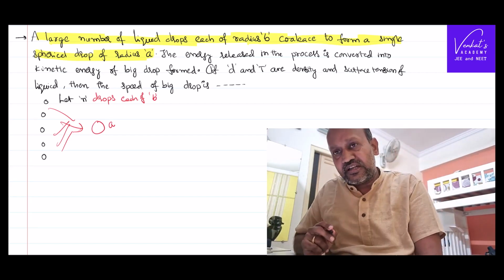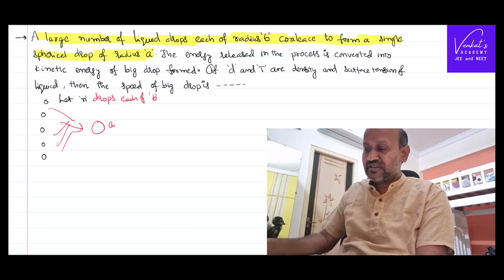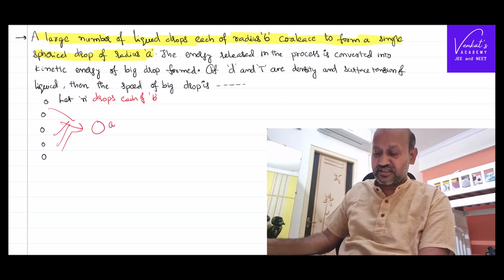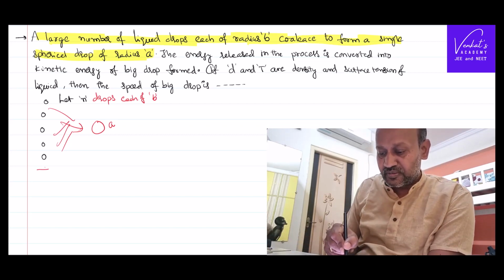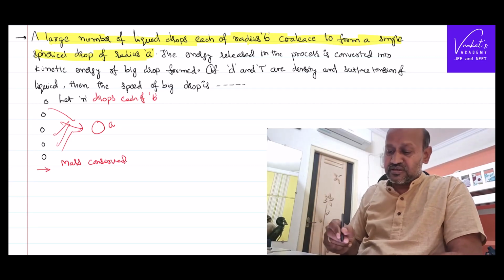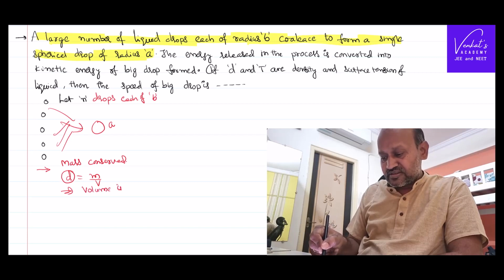So when a large number of drops are combined to form a big drop, there is some energy released in the process. How much is that energy released? That's what we want to calculate. Before talking about the energy aspect, as small drops are combined to form a big drop, what is always conserved is mass. Density equals mass by volume. Density is constant. That implies mass is conserved, which means volume is conserved.